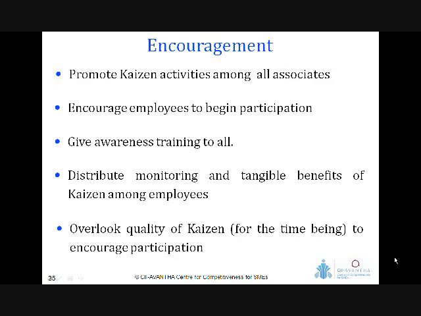In the initial stage, whatever benefit is coming through Kaizen, it should be distributed to promote the very purpose of Kaizen activity. In the initial stage, you should overlook the quality of the Kaizen to encourage participation. First, you should not focus on high quality of Kaizen. Kaizen can be a very small suggestion.